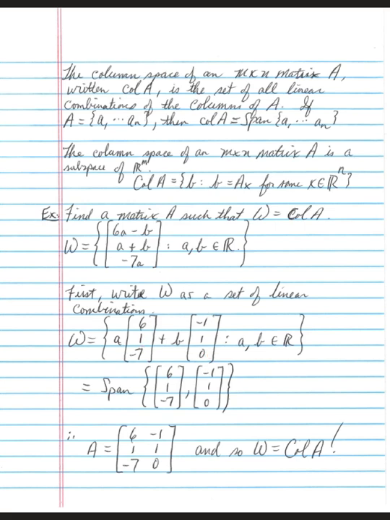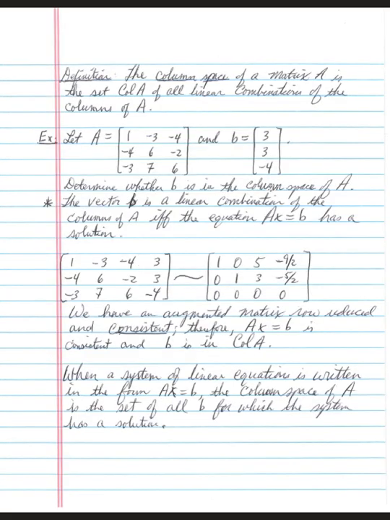If you take the span of those 2 vectors, which have 3 entries, then W is equal to the span of those two vectors, and so that's how you find a matrix A. As you sort and separate and take the vectors that are the coefficients, put them in order, and you've got the column space of A. Definition: the column space of a matrix A is the set col A of all linear combinations of the columns of A. And so again, that was back to the weights.